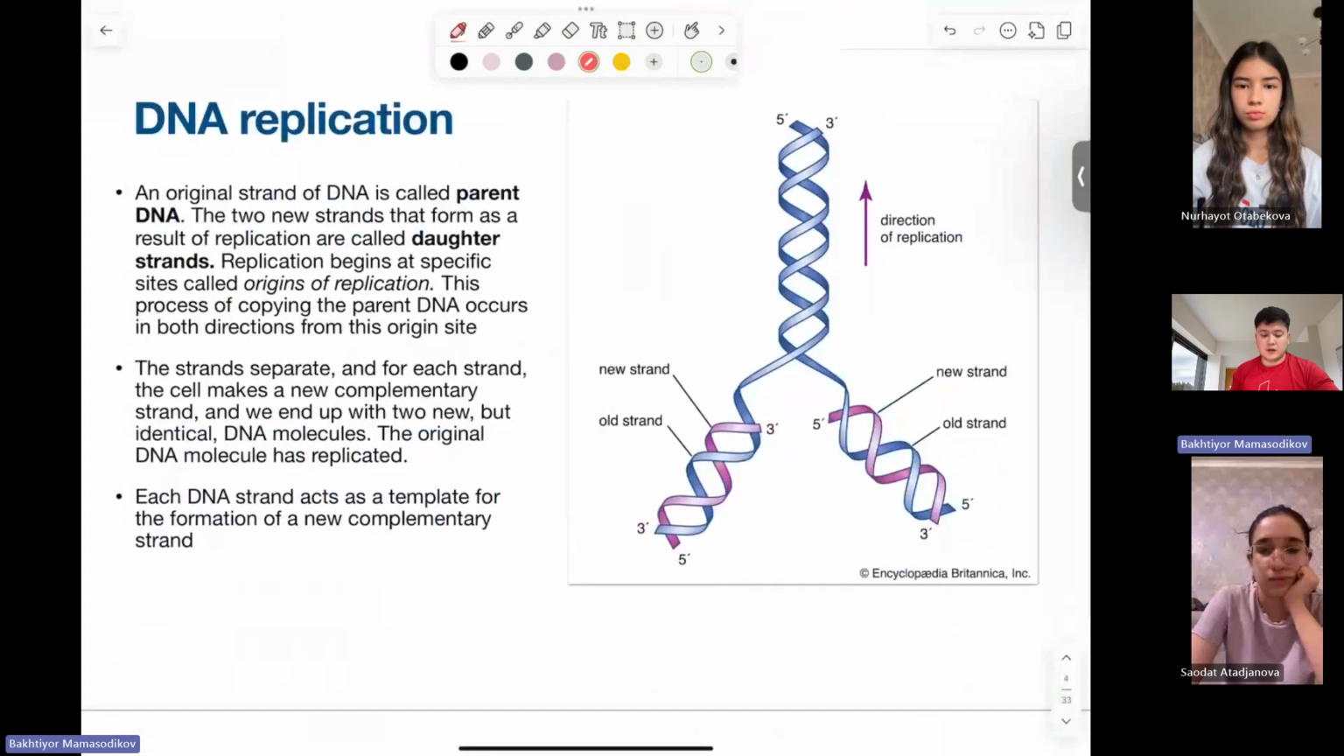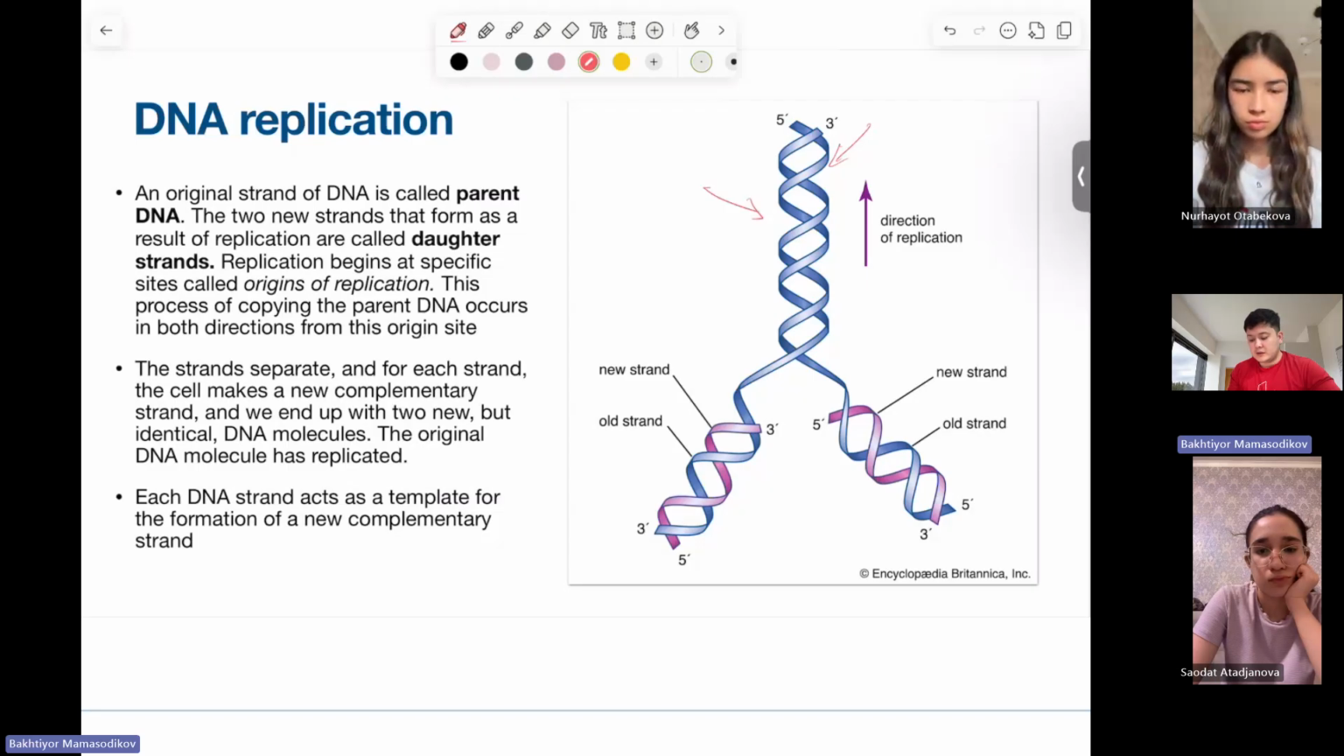So what's going on here in the DNA replication? You see the parent DNA, right? This is called the parent DNA. This is the original double-stranded DNA. One strand is dark blue in color, okay? This is called the old strand, or we call it the parent strand.